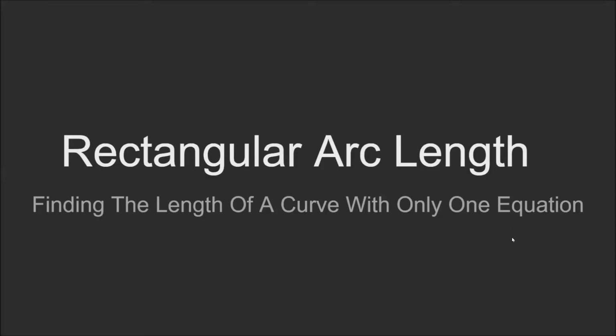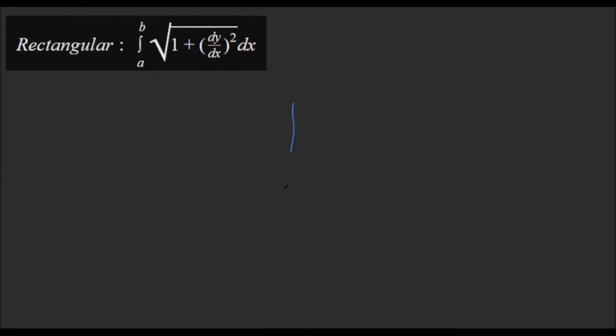Then we're going to go for rectangular arc length, which is the way to find the curve with only one equation. And I should probably explain that further. Arc length is, as I just stated, the ability to measure or calculate the length of a curve from x equals a to x equals b.